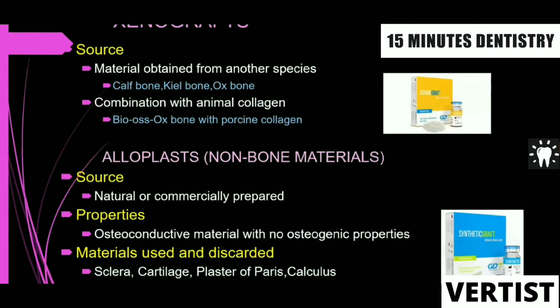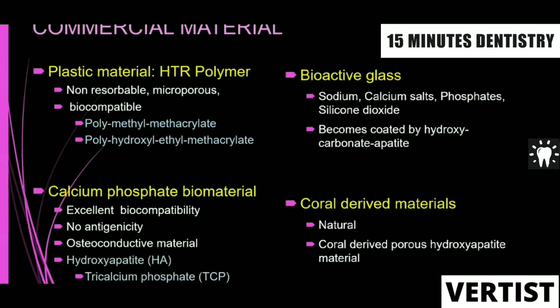The xenografts are materials obtained from another species, so from animal origin basically, from calf bone, keel bone or ox bone. And the alloplasts are non-bone graft material. The source can be natural or commercial. They have an osteoconductive property, and certain materials have been used and discarded like sclera, cartilage and plaster of Paris, but yes, there are some new synthetic materials available in the market.